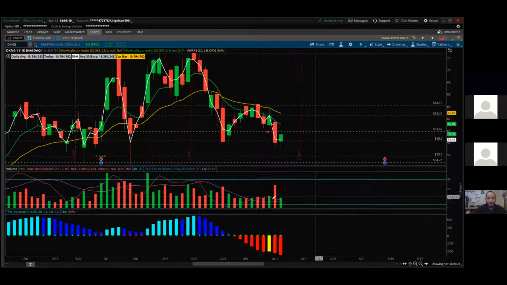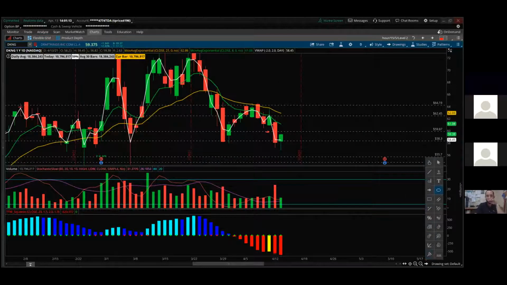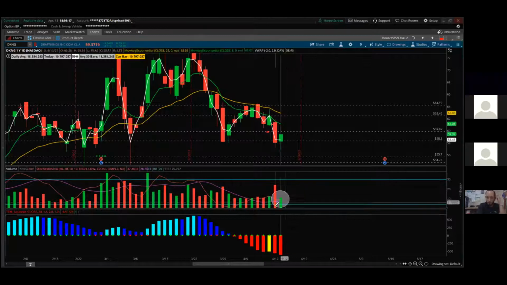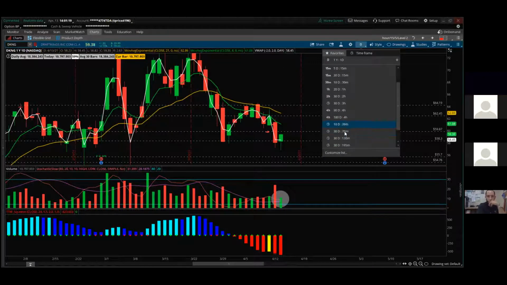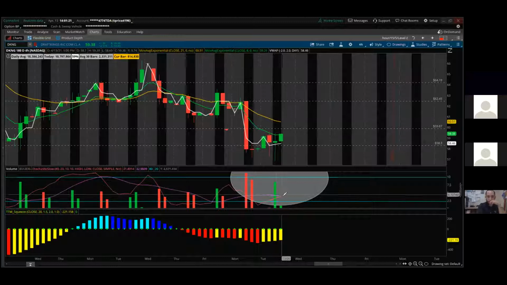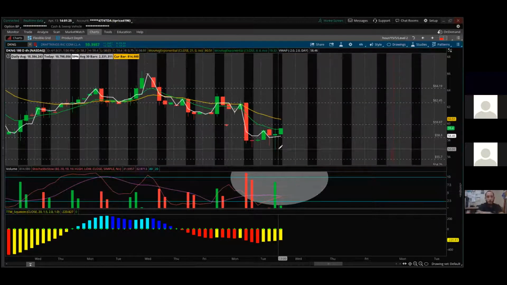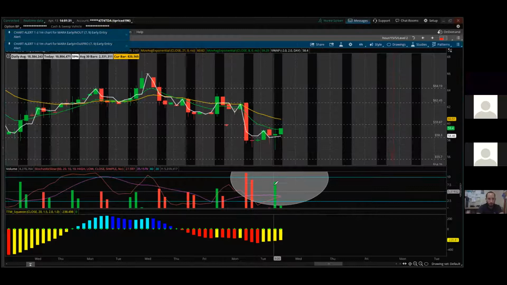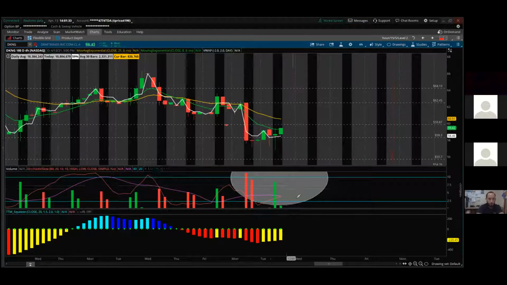Also, the stochastics, I don't know if you can see that, it's starting to curl. It hasn't crossed yet, but it's starting to cross. So let's look at it on the 4 hour. The 4 hour, same thing. The volume is coming in. So the buyers wanted it and they were interested in it at the 57 region, right? You can see that signal just by the large volume coming in.